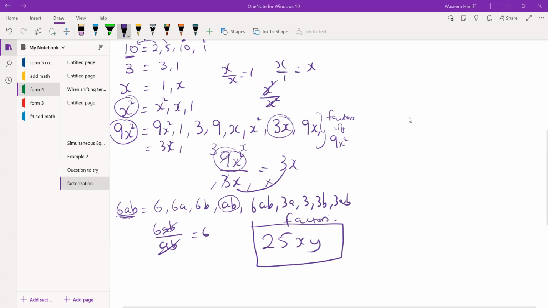So in order to master this topic, you need to master factors, understanding what a factor is. And we clearly understand what a factor is here. The next key thing is to identify the factors. We know what a factor is, and now we can identify the factors of various algebraic terms. Good.